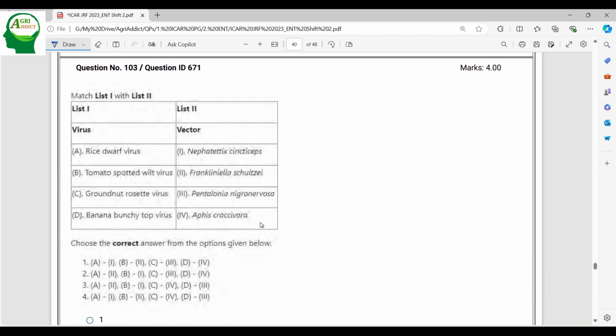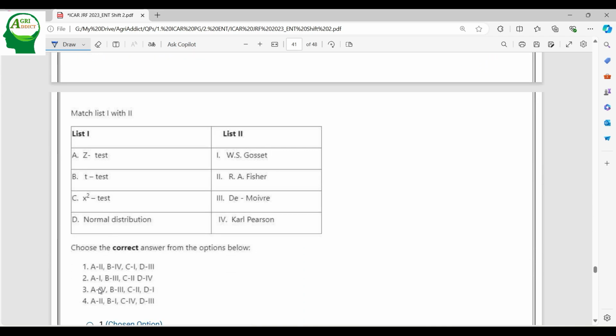So first is rice dwarf virus, that is by Nephotettix cincticeps. Then Tospovirus or tomato spotted wilt virus, that is by Frankliniella schultzei or thrips. Then groundnut rosette virus, that is by aphid. And banana bunchy top virus by banana aphid, that is Pentalonia nigronervosa, and this is Aphis craccivora, that is groundnut rosette virus. So option 4 is the correct answer.